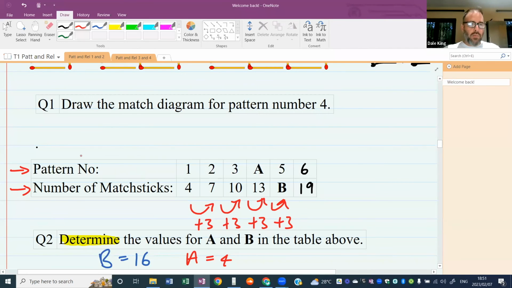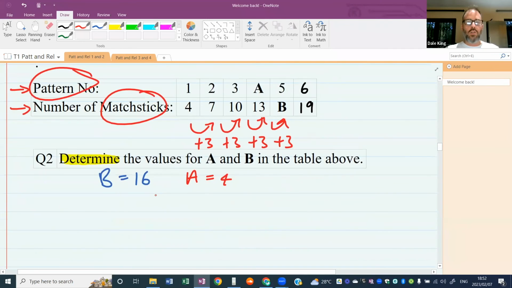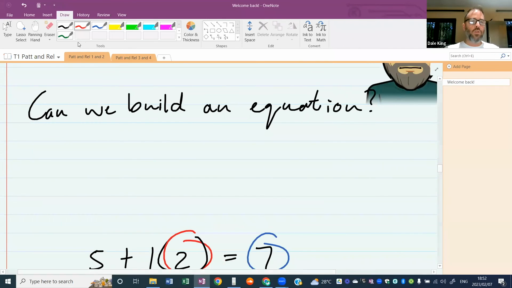Okay. Now I'm going to use pattern number and matchsticks. I'm going to use those words to explain my equation. I'm going to use words. In core maths, they use variables. We're not using variables.